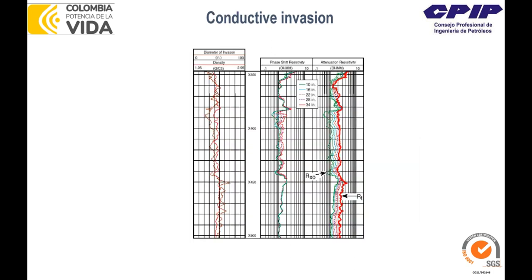Right, this is how you see it on the log. It is what we've just seen. This is the invaded zone, right? And you can see the conductive invasion, which means the shallow curves, which are the green ones, read basically the mud filtrate, and the longer curves read more oil. Okay, so it's quite obvious to pick this effect in any kind of log.